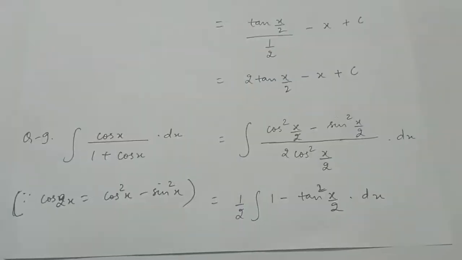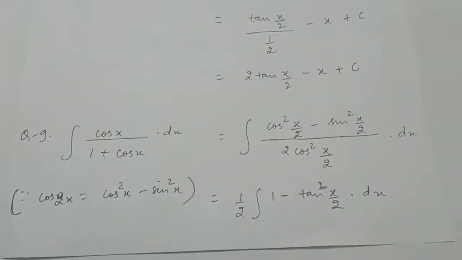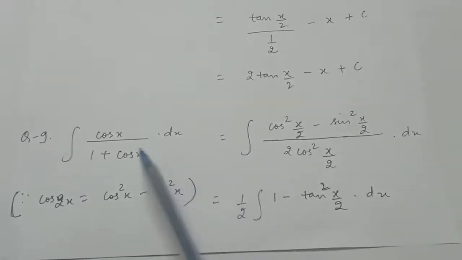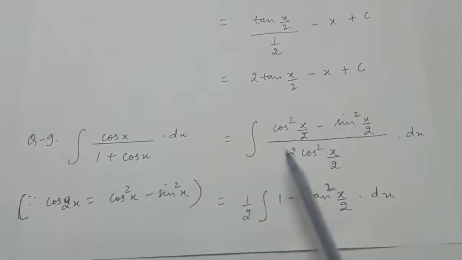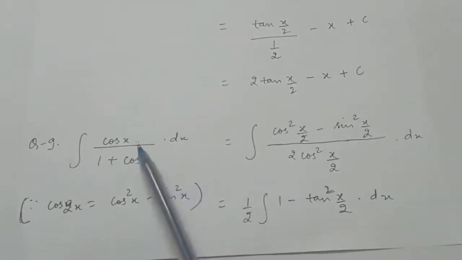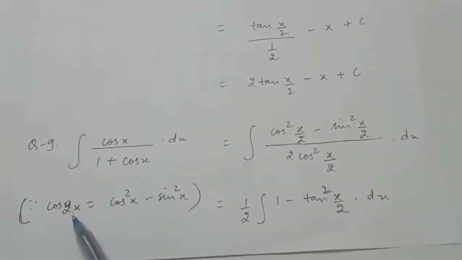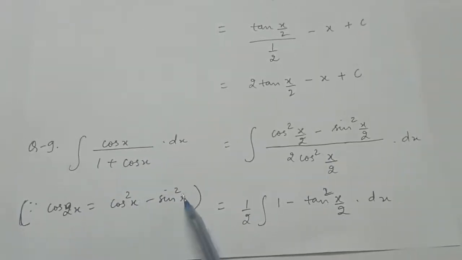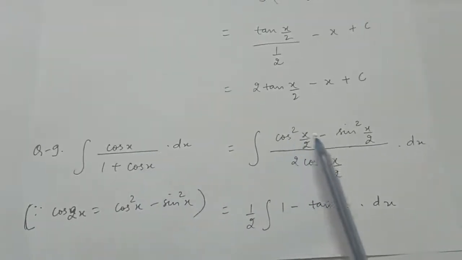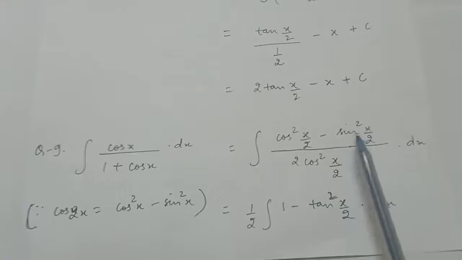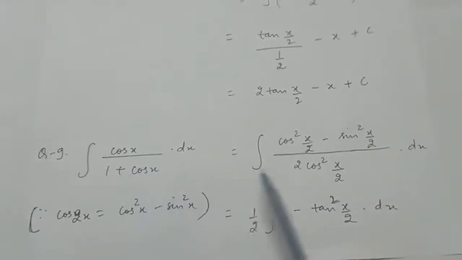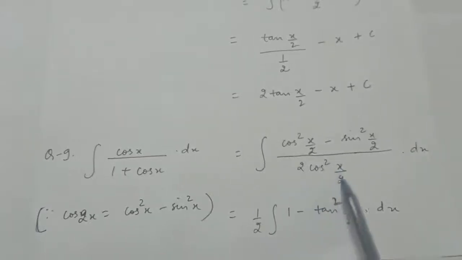Now see, in question number 9, the integral of cos x upon 1 plus cos x into dx is given. Now you know 1 plus cos x can be written as 2 cos square x by 2. Also here it is cos x, and we know the identity of cos 2x is cos square x minus sin square x. Therefore cos x will be cos square x by 2 minus sin square x by 2. Why are we doing this? Because we have written this 1 plus cos x in terms of 2 cos square x by 2.